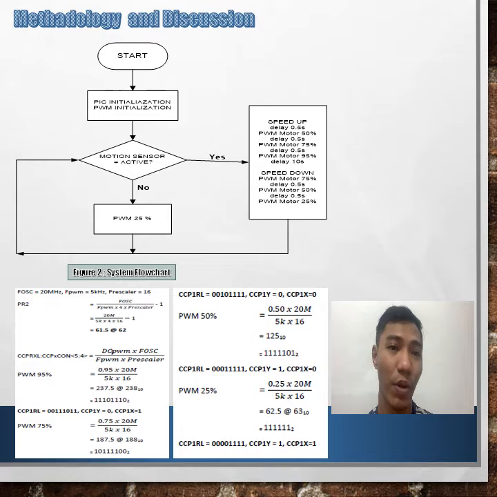So that is the system flow chart, and then the result and discussion. The result is the design of this project. We are using the PIC 16F877A microcontroller, which has a total of 40 pins, with 30 pins for inputs and outputs. The C language is used as the program to communicate between the microcontroller, input and output. Timer is used for capture or compare PWM.